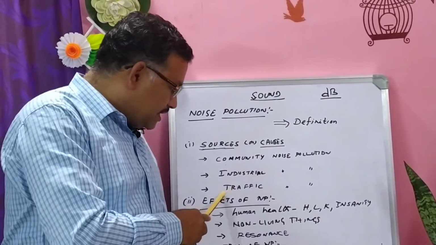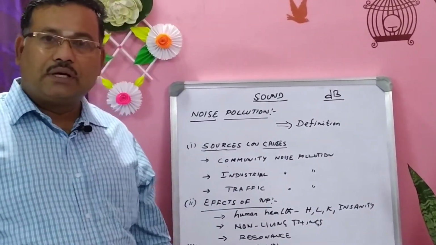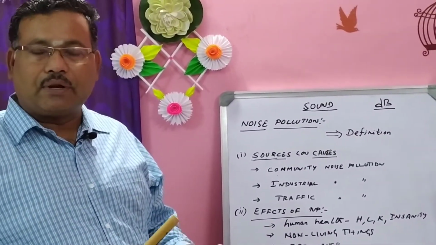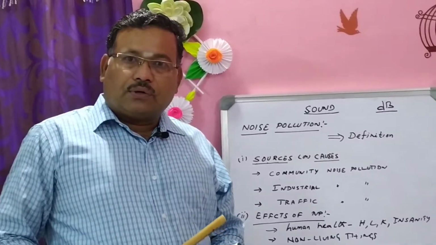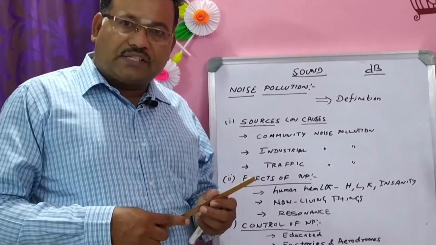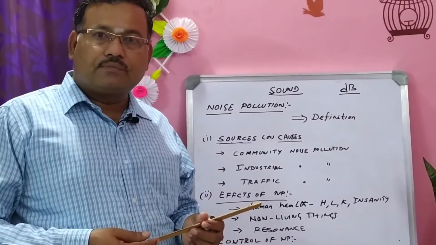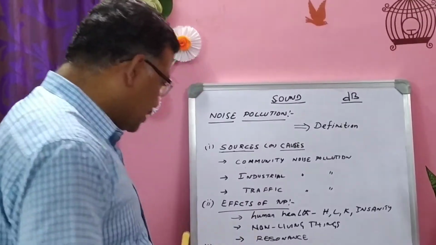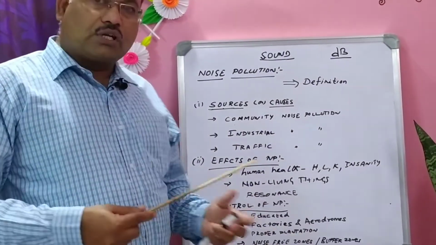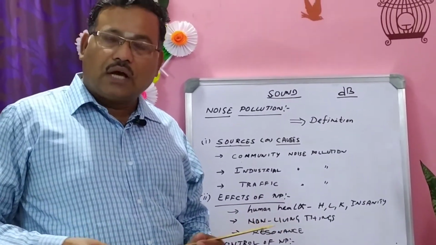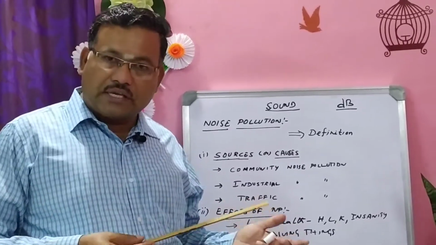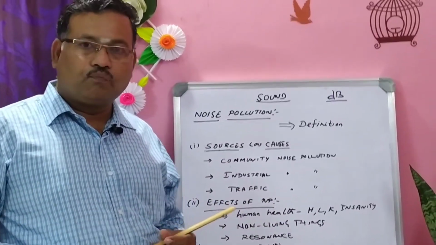So, industrial noise pollution is there, and then traffic noise pollution. In cities, traffic noise pollution is common everywhere. Not only roadways, nearby aerodromes also have noise pollution, and that also comes under traffic. On roads there are horn sounds, vehicle sounds and engine sounds, so they make noise. These all come under traffic noise pollution.